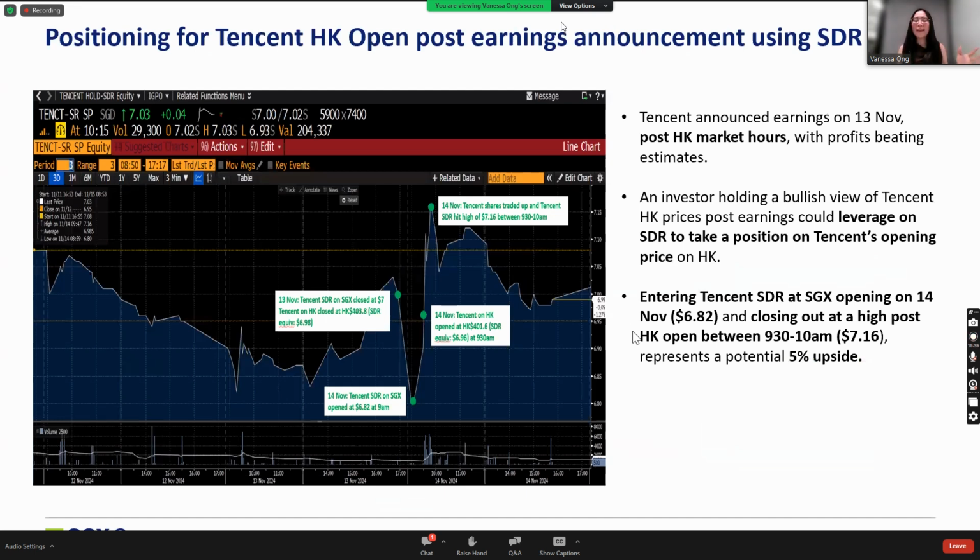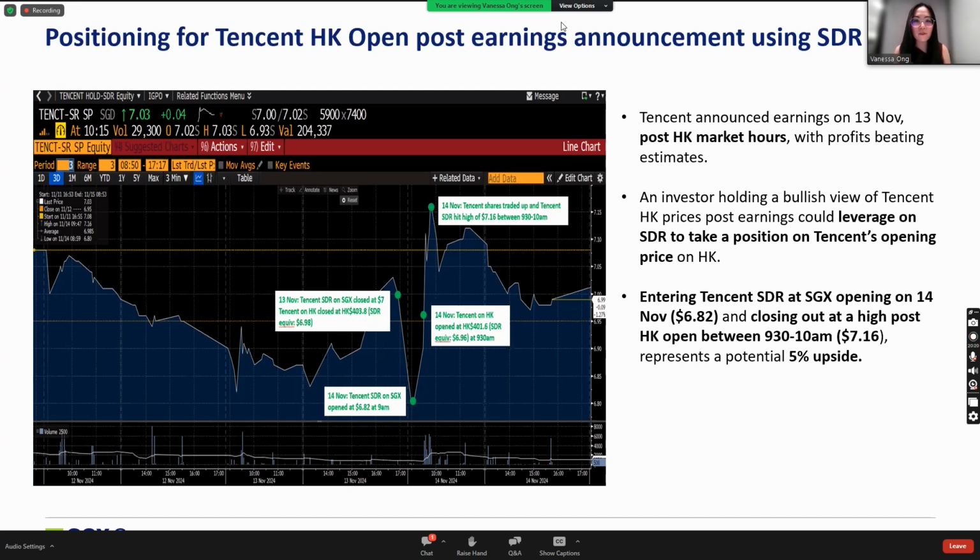Furthermore, other than the Hang Seng Tech ETF, we also saw Tencent, which is one of the underlyings for our Hong Kong SDR suite, follow a similar trend to the Hang Seng Tech ETF to allow investors to position for news flows. So for Tencent, it actually recently announced its Q3 earnings on 13 November, which was post the Hong Kong market hours. And its profits actually managed to outperform that of estimates. So on the next day at 14 November, we saw how the SDRs allowed investors holding a bullish view of Tencent to generate greater upside from the Tencent SDR.